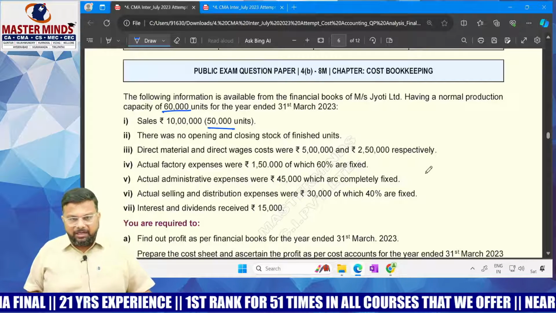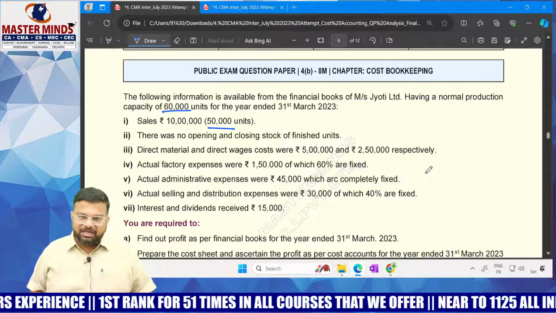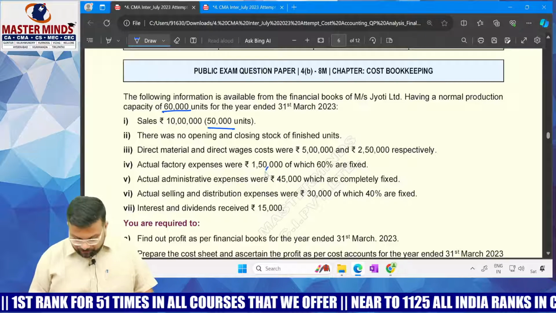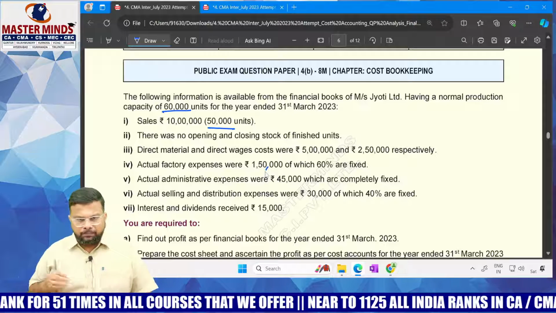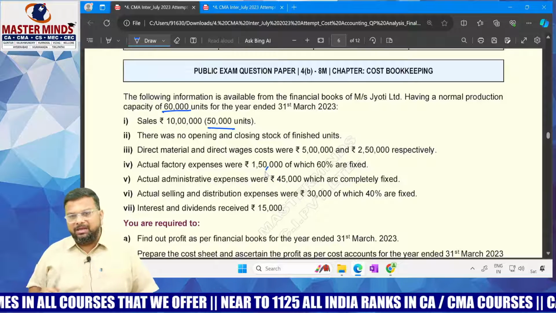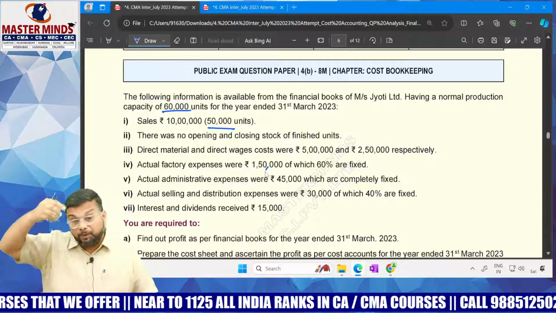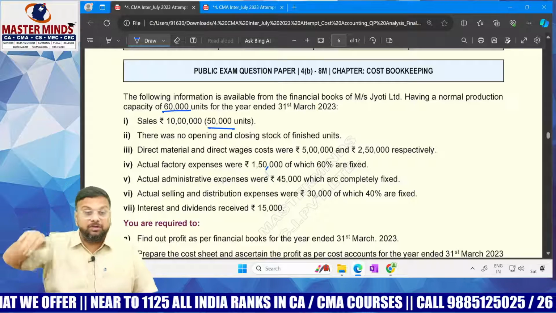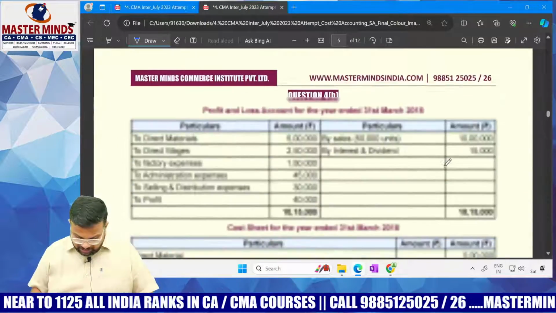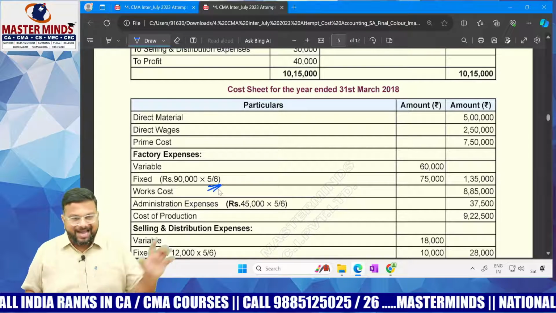Next, direct material and direct wages cost were 5 lakhs and 2 lakh 50 respectively. Actual factory expenses were 1 lakh 50, of which 60% is fixed, right? So when it comes to 40%, not a big issue. 1 lakh 50 into 40% will be 60,000, right? So the remaining 90,000 is absorbed on the basis of 60,000, but we have produced only 50,000, right? So we have to account for 50,000. So 90,000 into 50 divided by 6. That is what we will do.